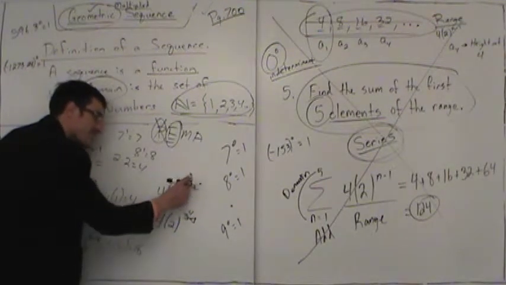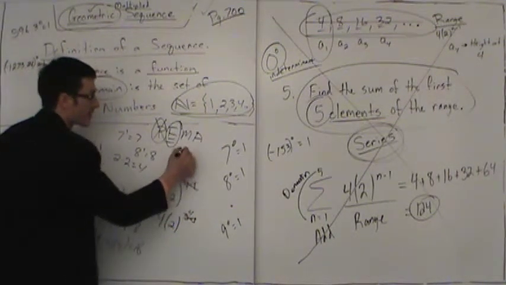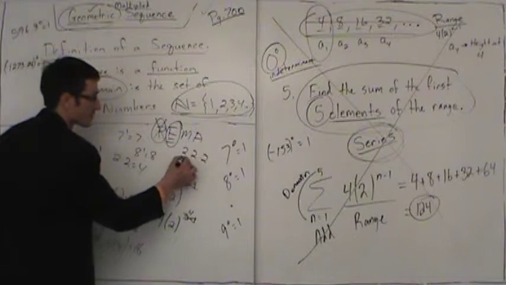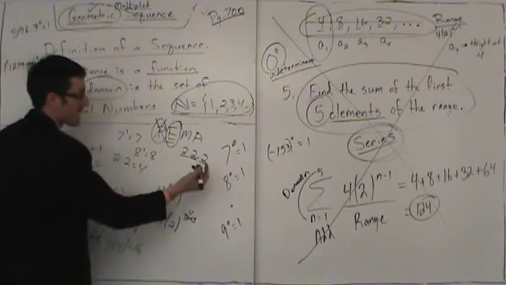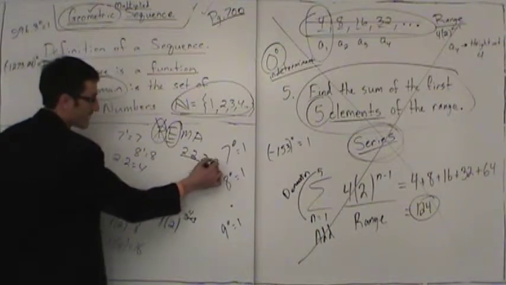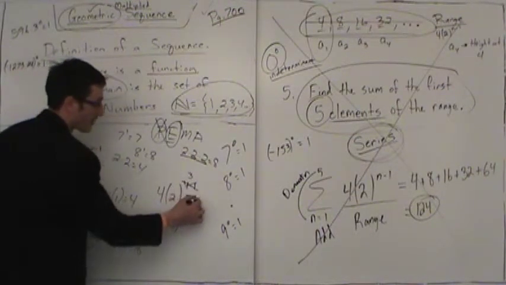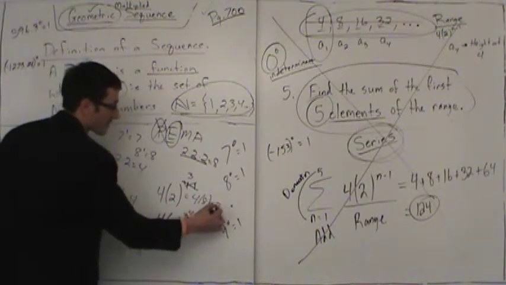Now, we're doing 2 to the third. 2 to the third is not 6. 2 to the third means 2 times 2 times 2, or 2 times itself 3 times. 2 times 2 is 4, times another 2 is 8. So 2 to the third is what? 8. So we end up with 4 times 8, which is 32.